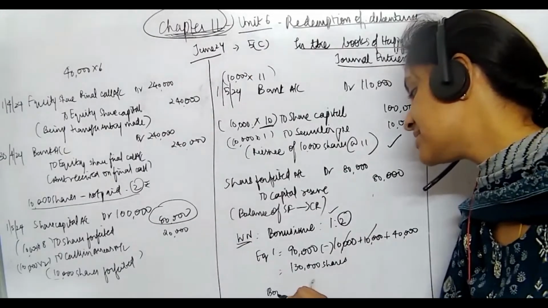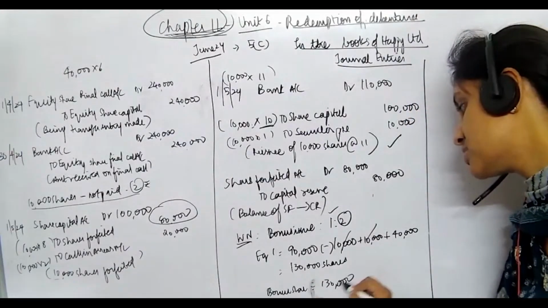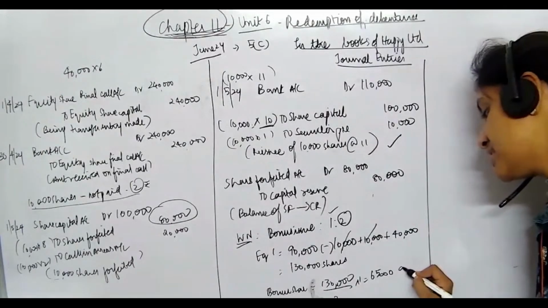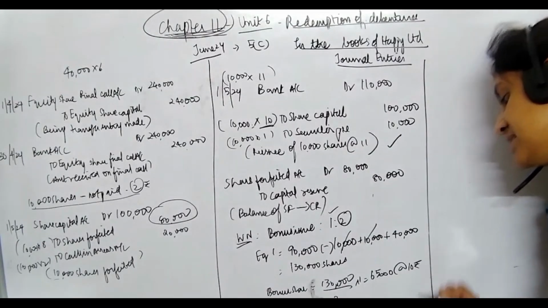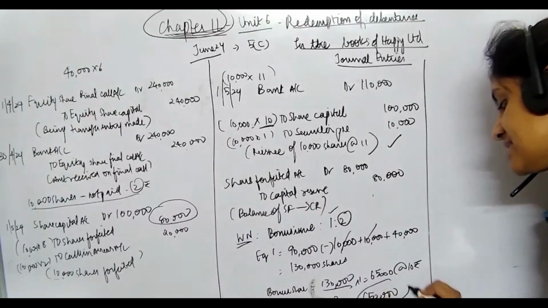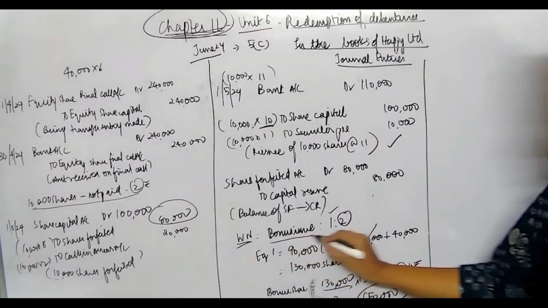Now bonus shares is half of it. That is nothing but 1,30,000 shares divided by 2 into 1. 65,000 shares at the rate of rupees 10 each. So the value of bonus issue comes to 6,50,000. This is step number 2. Very, very important: bonus issue.